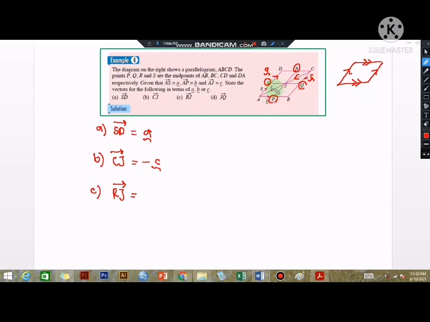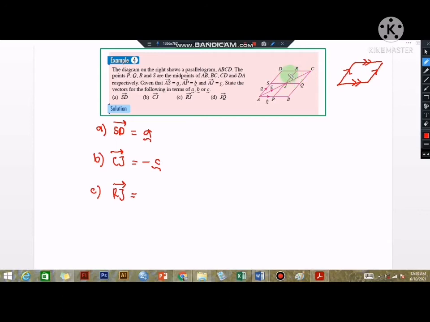RJ, where is R? Where is it? Okay, R and J, this one. I erase for you because it's too crowded. Okay, this one. Okay, let's look at RJ.